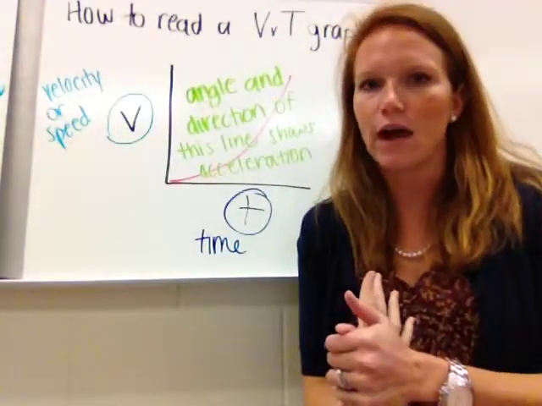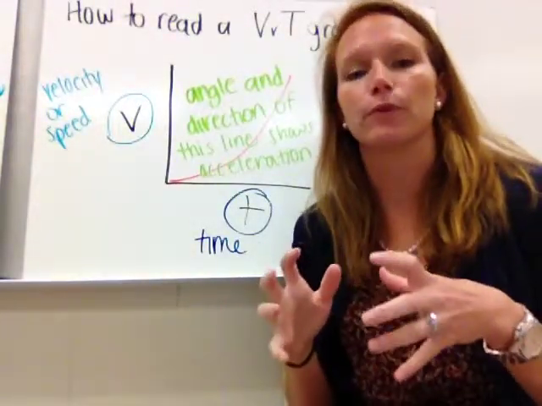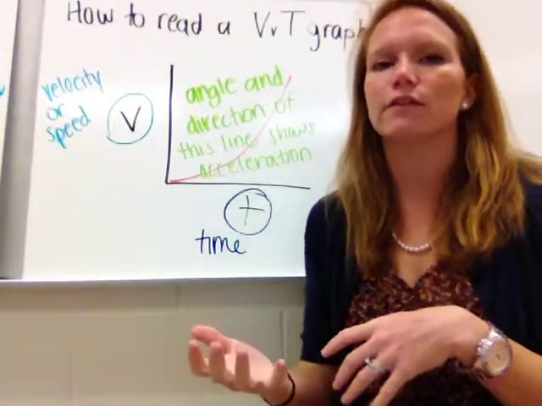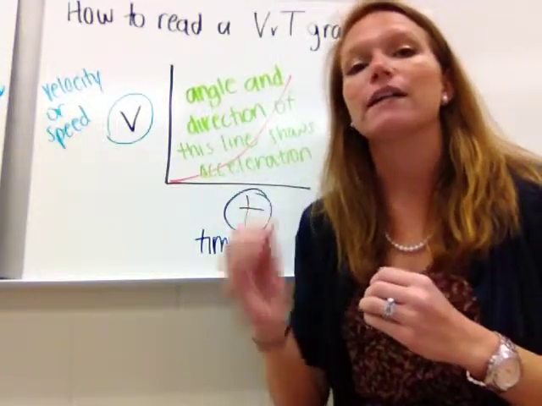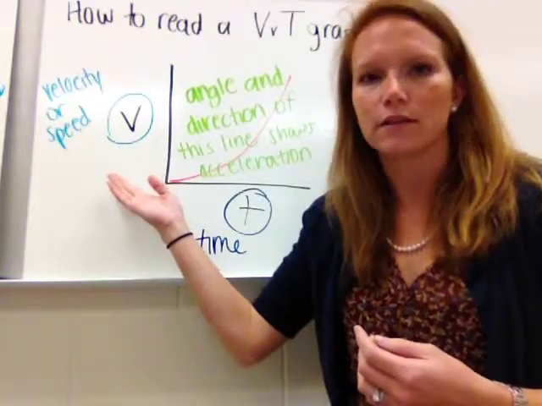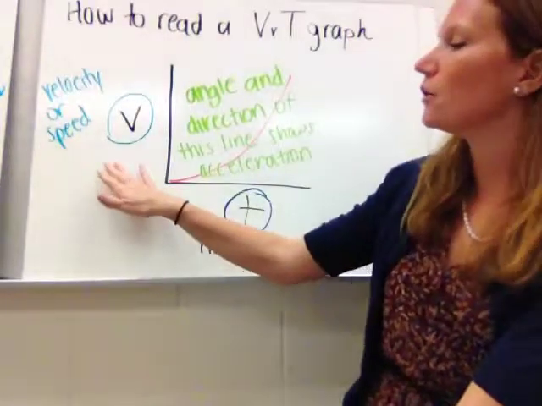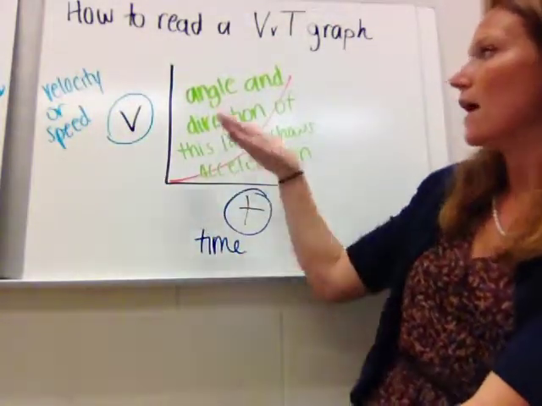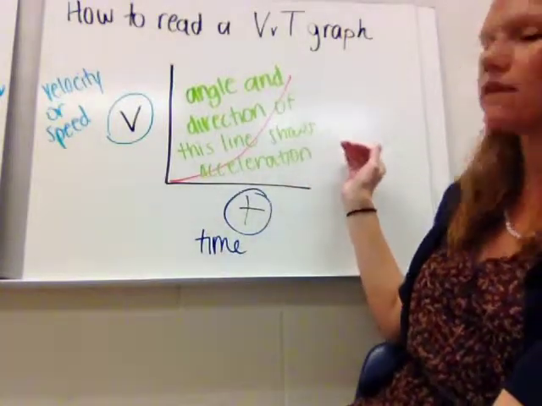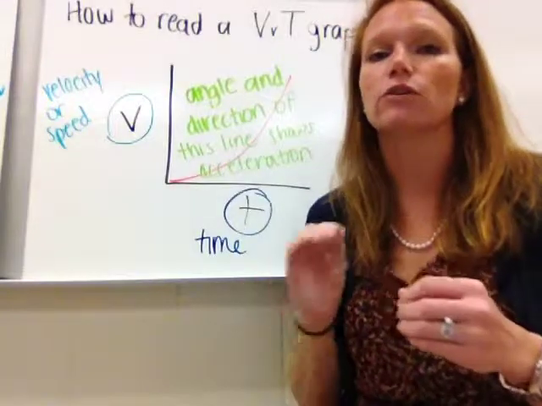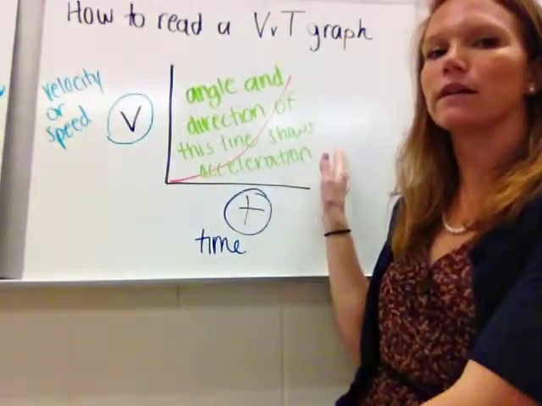So how to read these graphs? This is going to be a little bit more brief of an explanation, because reading a velocity versus time graph is just like reading a distance versus time graph, except instead of distance, obviously it's showing you the velocity. On your y-axis you'll have the velocity or the speed. On the bottom you'll have the time. And again, the angle and direction of this line will show you the acceleration. Whereas on a distance versus time graph it showed you the speed, this one shows you acceleration, or change in speed.